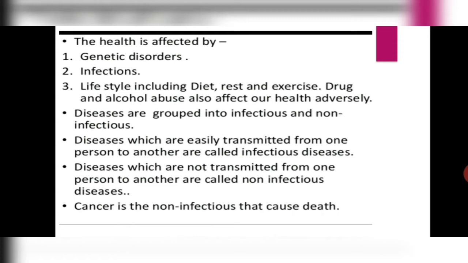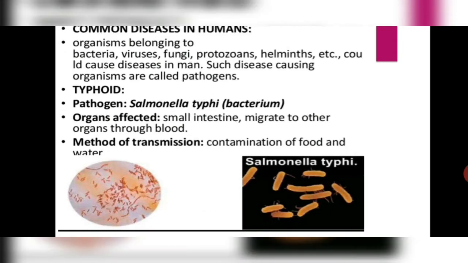Diseases are grouped into two categories, that are infectious diseases and non-infectious diseases. Infectious diseases are communicable diseases which can spread from one person to another, whereas non-infectious diseases are non-communicable diseases which cannot spread from one person to another. Cancer is an example of a non-infectious disease, whereas common cold, that is your zukam, is a very common infectious or communicable disease.